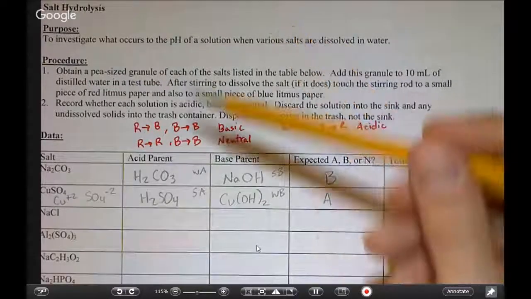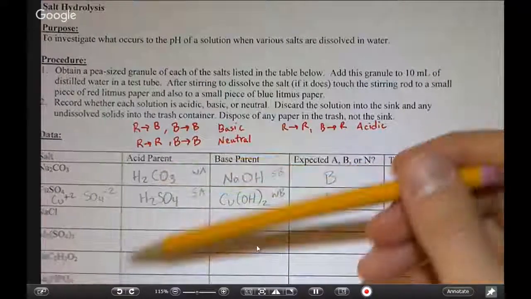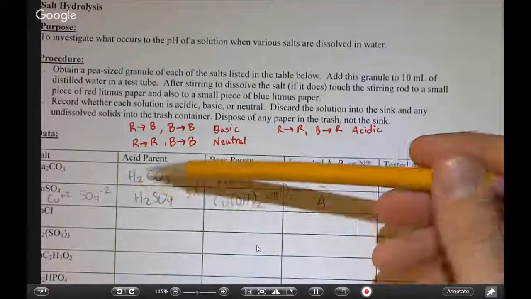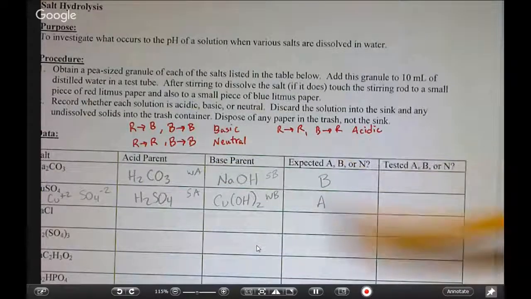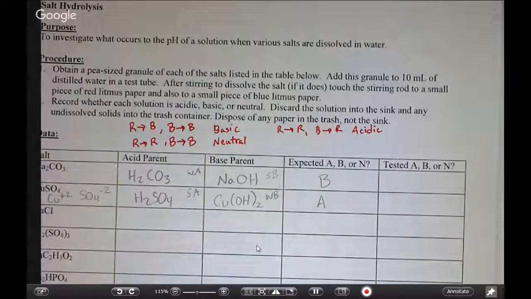Okay, so your homework this evening is to go through the rest of this list and do your best to identify the acid parent and the base parent, and then predict whether you think the salt's acidic, basic, or neutral. Take care.